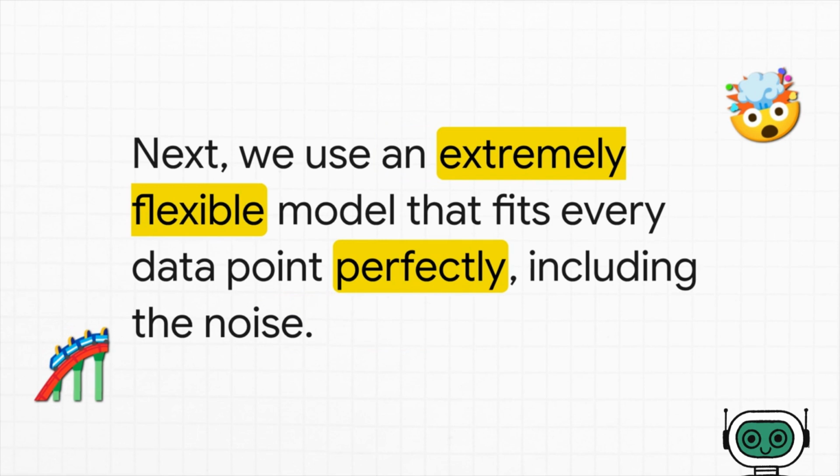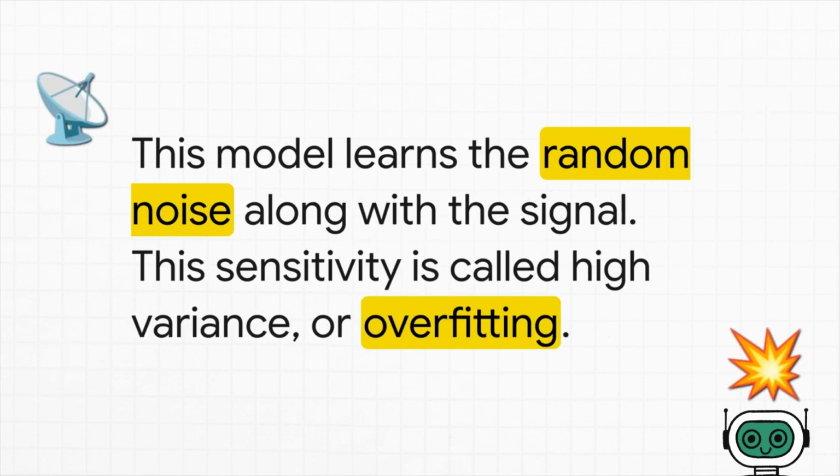All right, the simple model didn't work. So let's swing to the complete opposite extreme. This time, we'll use an incredibly complex model, one that's so flexible it can perfectly weave through every single data point. Now, this looks perfect on our training data, right? But it's actually learned the wrong thing. It hasn't learned the underlying signal, it has memorized the random noise. This extreme sensitivity to the training data is called high variance. If we gave it a new batch of data, its predictions would be all over the place. This is overfitting. You can think of this model as being too impressionable.